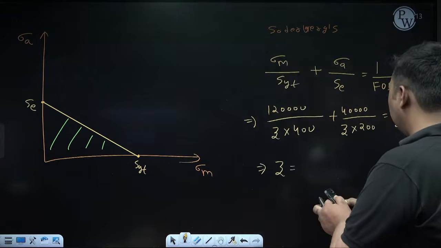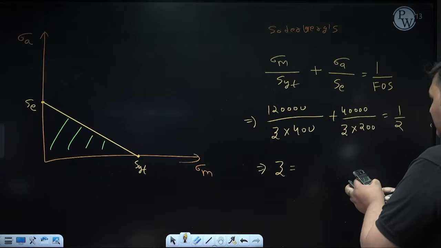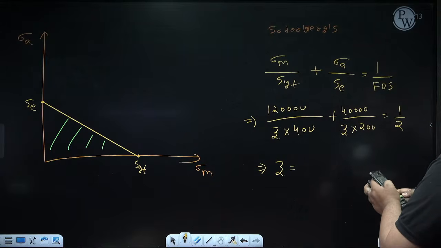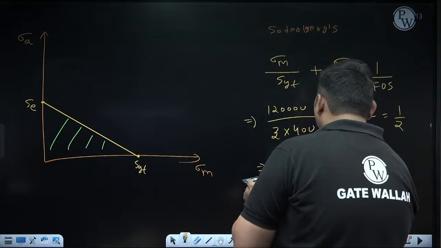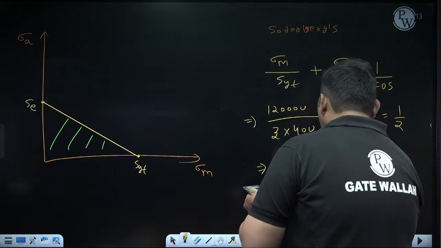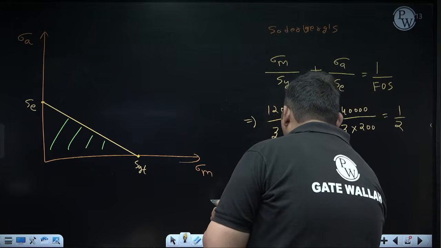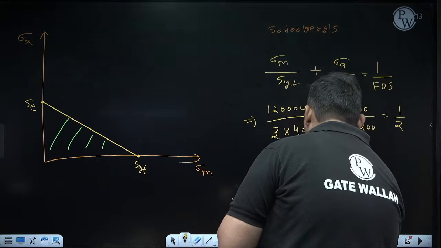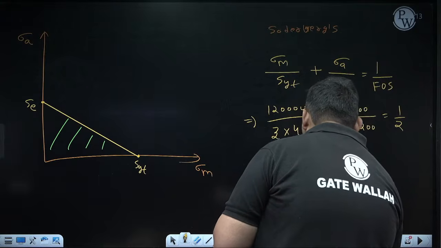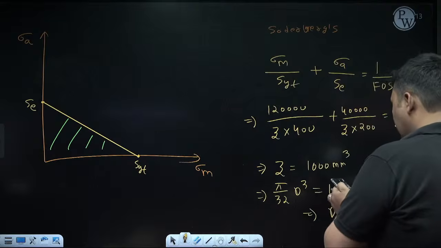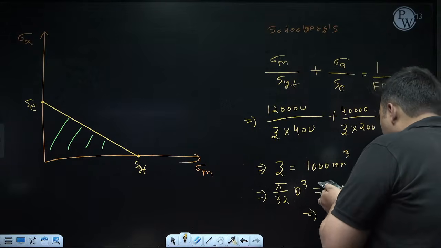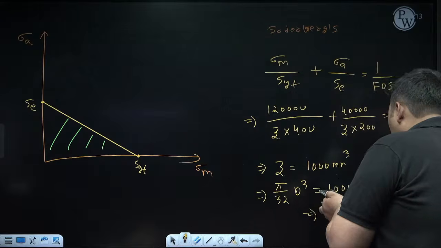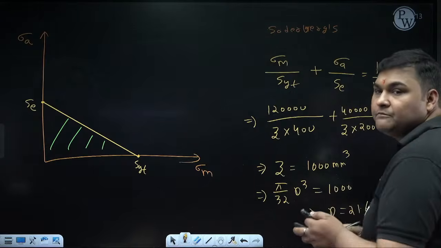How much it is coming? Z is coming 1000 mm cube, you can check calculation. And Z is pi by 32 d cube, which is 1000. So from this we can calculate d, which is the safe diameter of this beam. How much it is coming? It is coming 21.677 mm. You can check calculation.